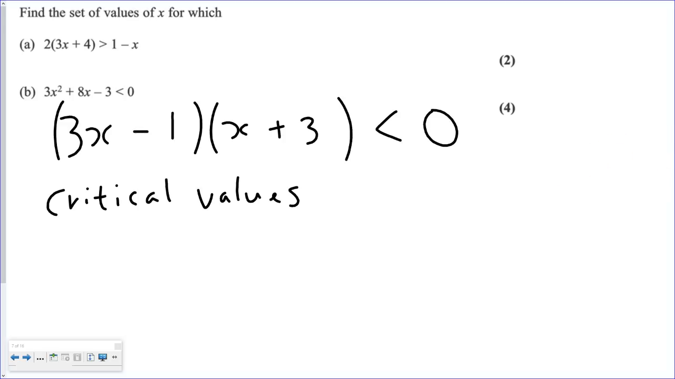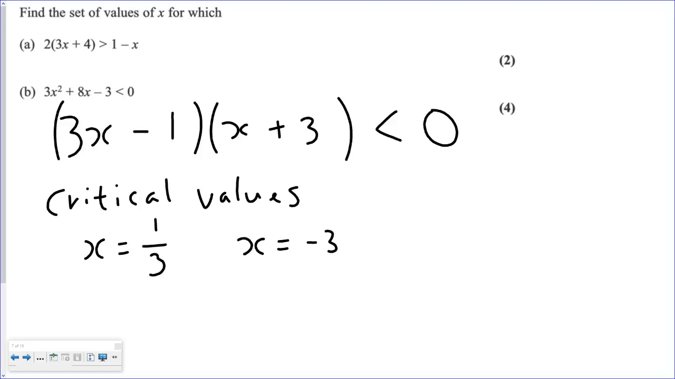So in the first bracket, if x is a third, then 3 times a third is 1, take away 1 is 0. If you're not sure how to get x to be a third, just set up an equation, 3x minus 1 equals 0, rearrange it to find that x indeed is a third. And your other critical value, this one's a little bit easier to spot, it's just going to be x equals minus 3, because if x is minus 3, doesn't matter what's in this left hand bracket, this right hand bracket will just be 0.